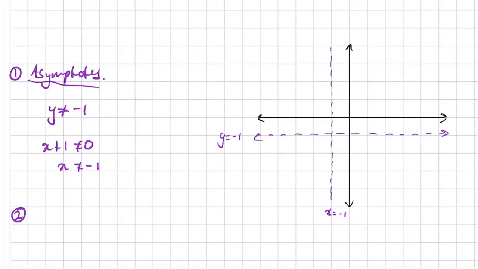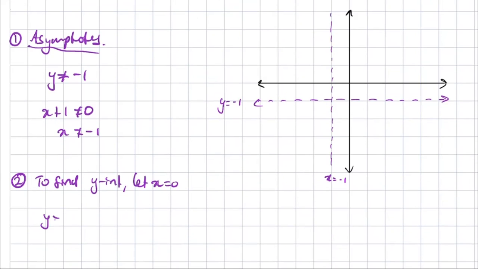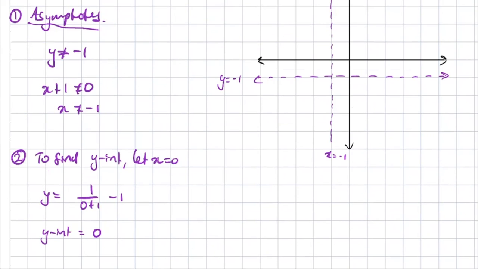Now that we've done that, we're going to find the x and y-intercepts. If you look at our asymptotes, we're going to have an x and a y-intercept. We've just got to find where they are. Let's find our y-intercept first. To find the y-intercept, let x equal 0. We go back up to our equation: y equals 1 over 0 plus 1, minus 1. That becomes 1 over 1 minus 1, which gives us our y-intercept at 0. So we know it's going to cross through the origin just there on our graph.